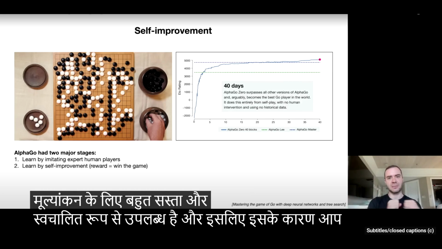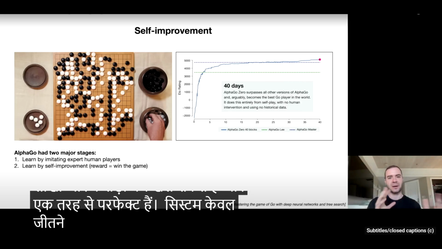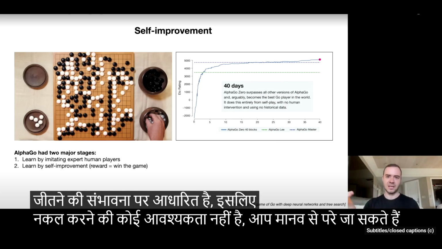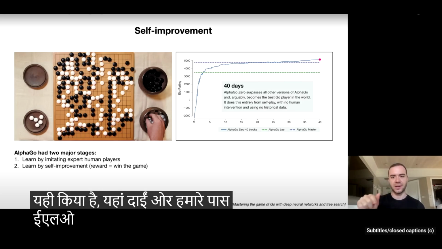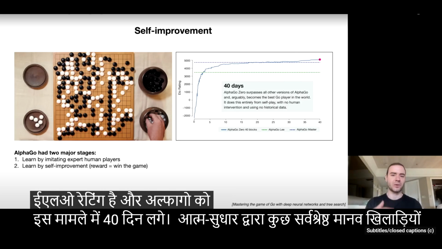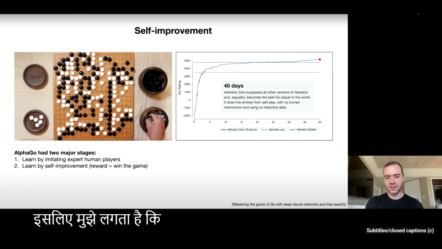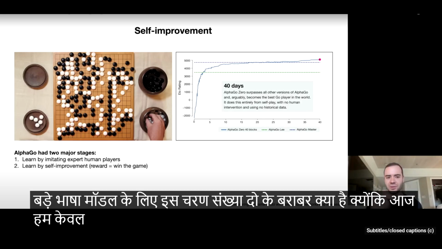And so because of that, you can play millions and millions of games and perfect the system just based on the probability of winning. So there's no need to imitate. You can go beyond human. And that's in fact what the system ended up doing. So here on the right, we have the ELO rating, and AlphaGo took 40 days in this case to overcome some of the best human players by self-improvement. So I think a lot of people are interested in what is the equivalent of this step number 2 for large language models, because today we're only doing step 1.